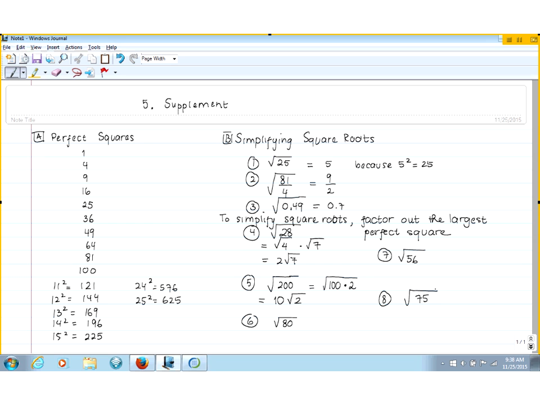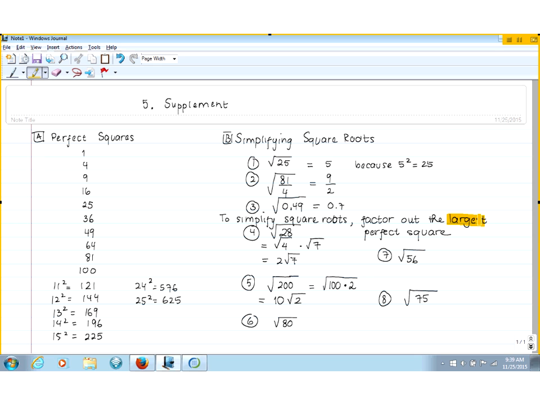Are you done with square root of 80, square root of 56, square root of 75? What perfect square can you factor out from 80? The largest one. Which one? 16 times 5? Okay, what were the other answers? 4 and 20. So you have to choose the largest one, right? So is 4 or 16 the largest one? 16. So it's 16 times 5. So you have to choose the largest perfect square. Good. How about square root of 56?